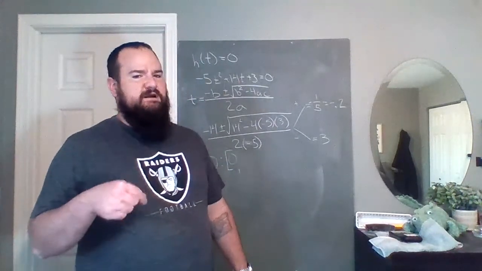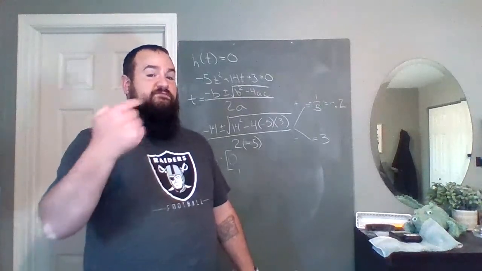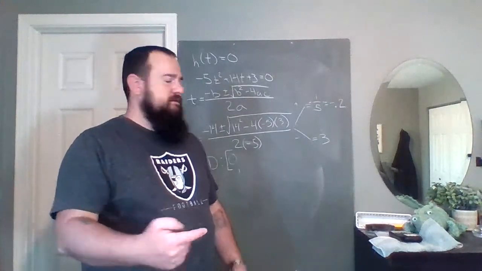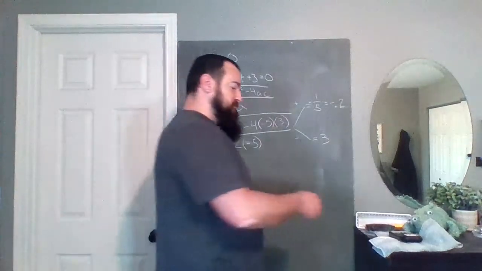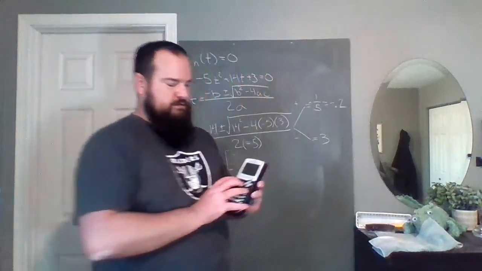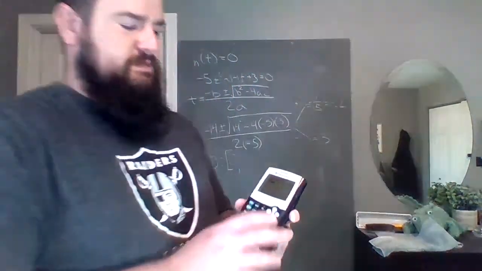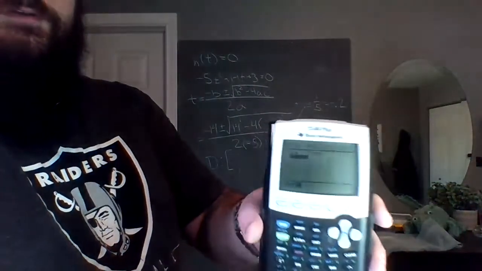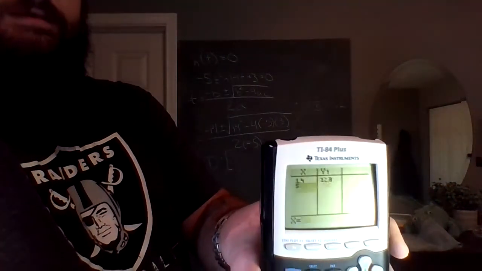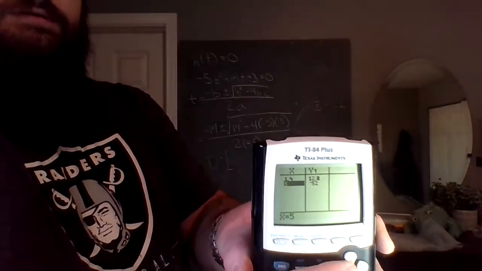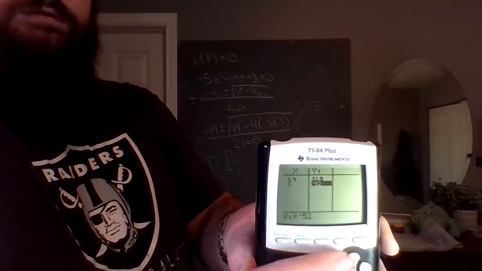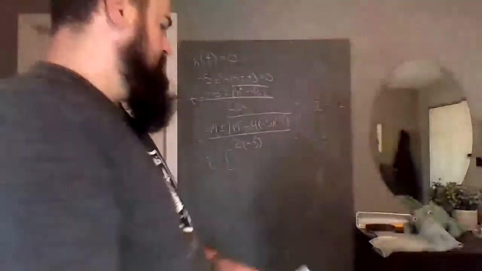Would it make sense to talk about this model after 5 seconds? Well, if you want to, use your table on your calculator. You're going one second at a time in the table, and I'm going to hit 5 to go for 5 seconds. Okay? If I hit enter, it gives me negative 52.